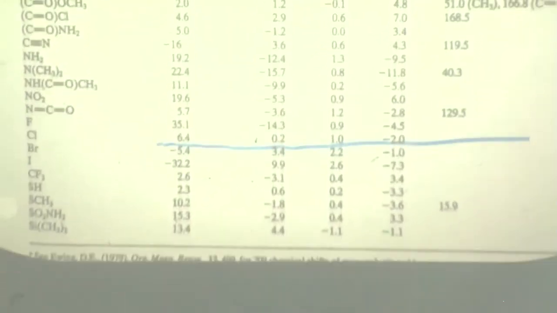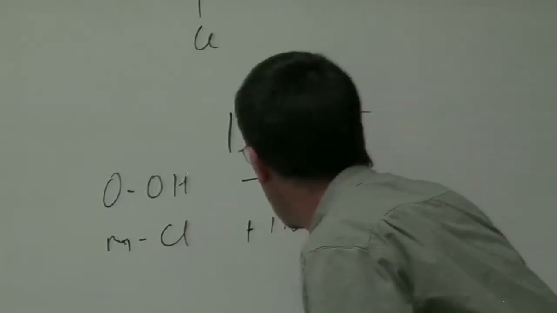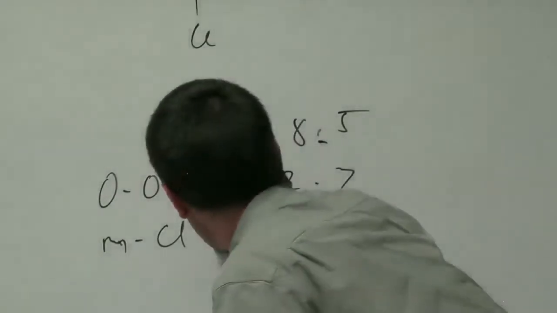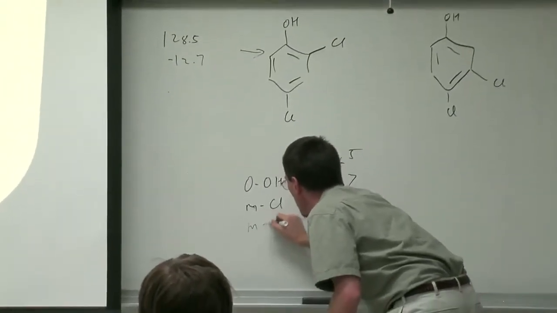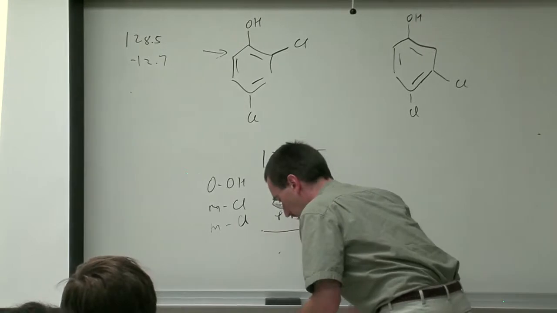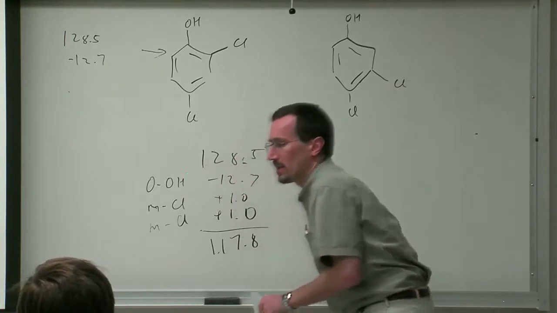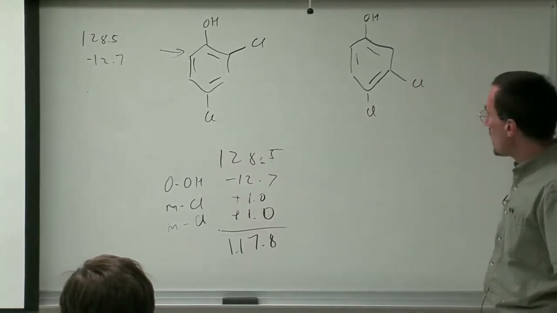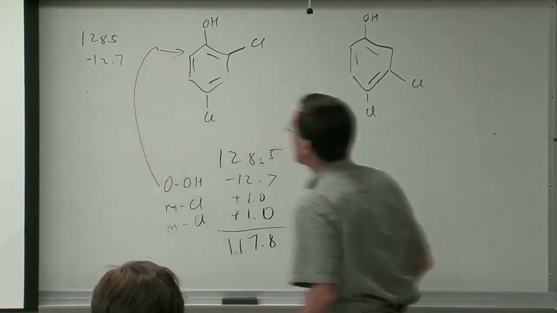So we have a meta chlorine over here, and that's going to have an effect of plus 1.0. I guess I should make my numbers line up if I'm going to run a tally. And we have another meta chlorine, and that effect is plus 1.0. So we tally all of those up, and we predict 117.8. So that's for this carbon here.